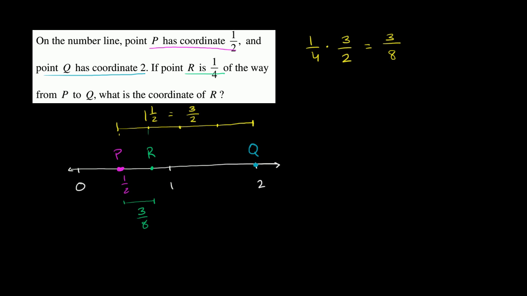Well, r is going to be at 1/2 plus 3/8, which is the same thing if we write them all with the common denominator. And 8 is the least common multiple of 2 and 8. So we can write 1/2 as 4/8 plus 3/8 is equal to 7/8. So the coordinate of r is at 7/8.